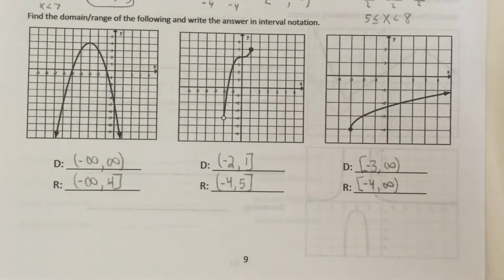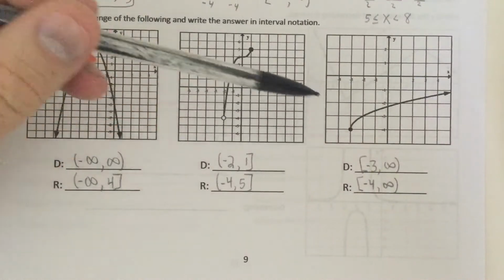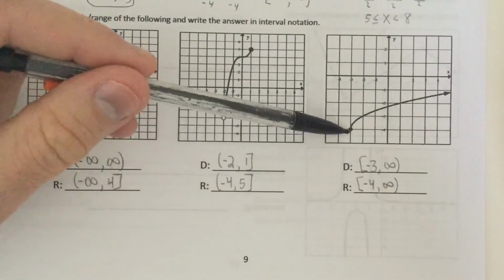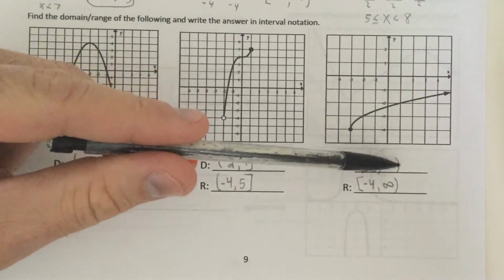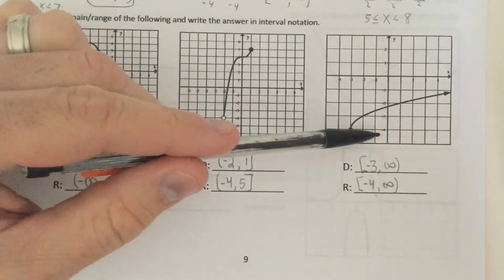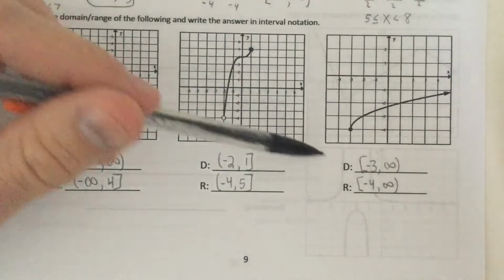And then last but not least, we have the third one. It goes left to negative 3 and right forever to infinity. Includes every number in between. It's a closed dot, so we have the bracket. Never equals infinity, so we have the parenthesis. And then the range, it goes down to negative 4. Again, it's the y value of negative 4. And then it goes up to infinity.